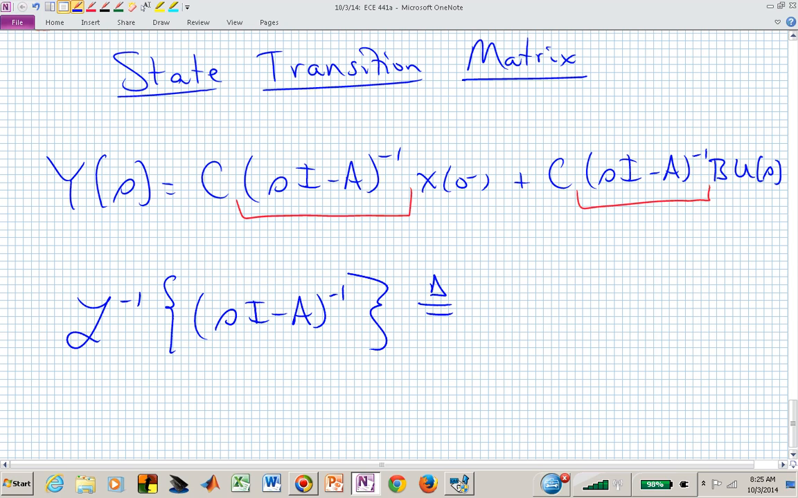The si minus a inverse is really the frequency domain version of our state transition matrix, and the time domain is what we now call the state transition matrix, and that's this e to the at.